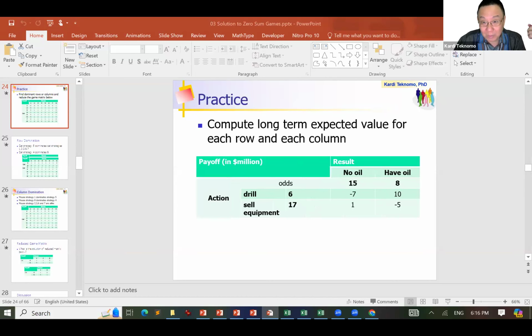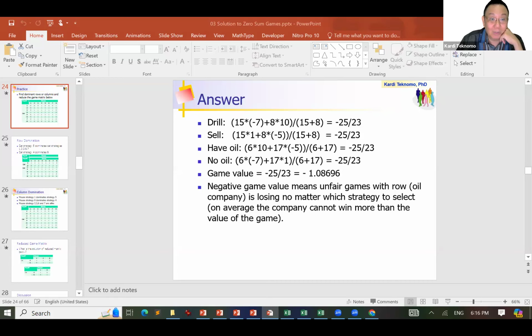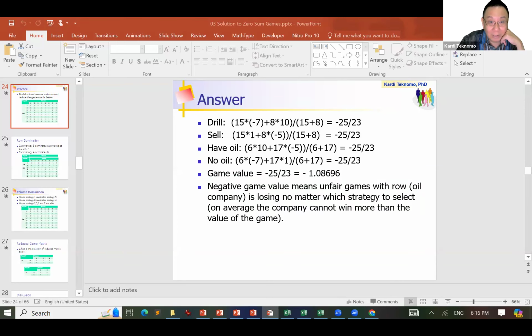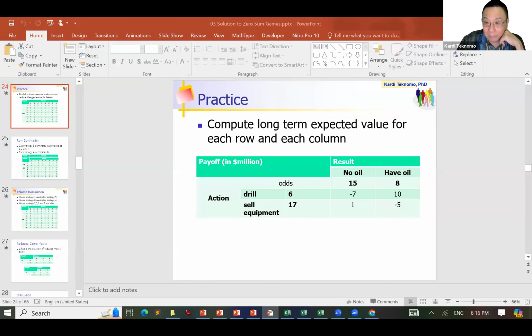Once you know the odds, can we get the expected value for each row and each column? In that case, you can calculate the odds multiplied by the payoff. For the drill, now you have minus 7 here, multiplied by 15, and then 8 multiplied by 10.